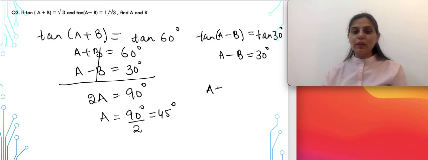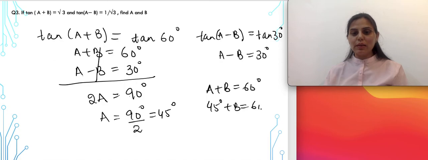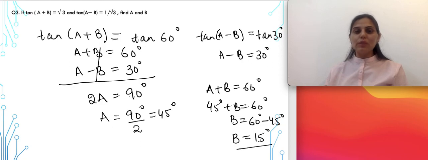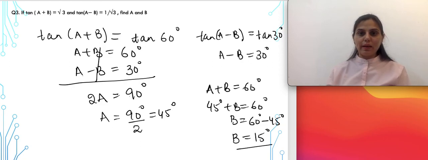Similarly, when you have to find the value of b, you will put the value of a in the given equation. So 45 plus b is equal to 60 degree, or the value of b will be equal to 60 degree minus 45 degree, or the value of b will be equal to 15 degrees. So this gives you the value of angle A also and angle B also.